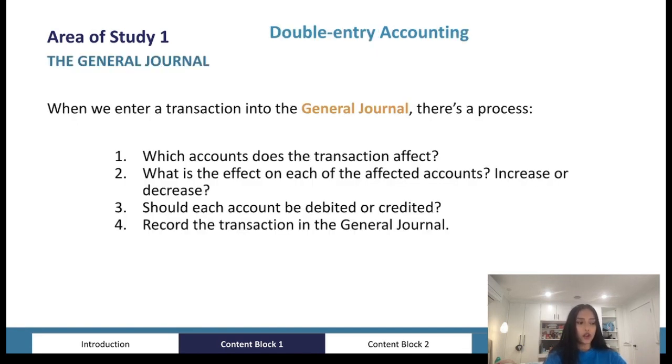There's a process we follow when we record a transaction in the general journal. Firstly, we need to figure out which accounts are affected by the transaction. We need to know the effect on each of the accounts, increase or decrease. And then we need to determine whether each amount should be debited or credited based on the type of ledger account. Remember that different types of ledger accounts have different debit and credit rules. And then finally, we can post the transaction to the general journal.